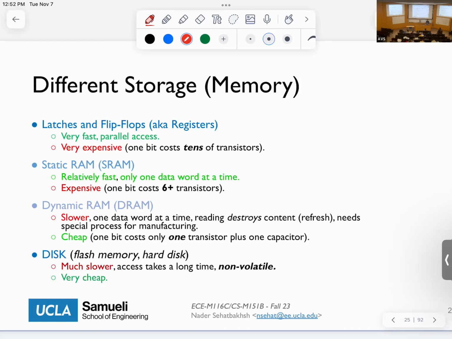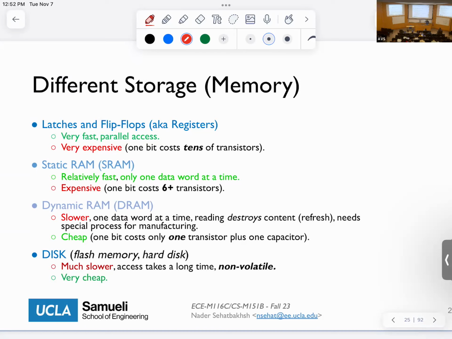One step of improvement from flip-flops or registers is what we call SRAMs. SRAMs, or static RAMs, are fairly fast. You can still access them within a few cycles. You can also do parallel access of multiple bits at the same time, which we call a word. But they are still expensive. You usually need at least 6 transistors to store 1 bit, and then there's a whole bunch of circuitry around it. So again, you cannot have large SRAMs. SRAMs are in the order of kilobytes, hundreds of kilobytes at best.